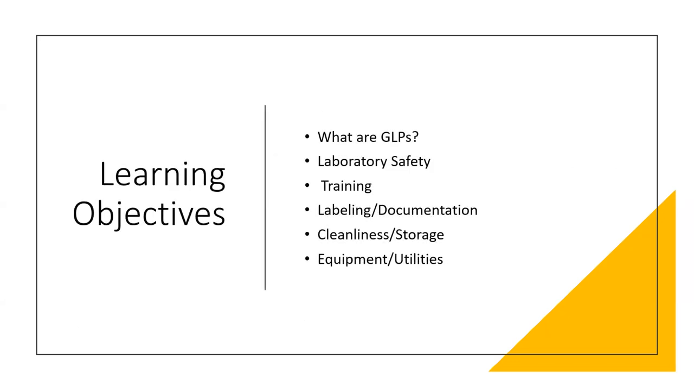So, some of the key objectives that we will be focusing on today are the definition of GLPs and how we can use them in our everyday life, laboratory safety and how that affects everybody, including you, the importance of training and what it means to be properly trained, labeling and documentation and how crucial it is to stay in compliance, cleanliness and storage for the best organized lab and working area, and equipment and utilities, which helps maintain a cohesive running laboratory.